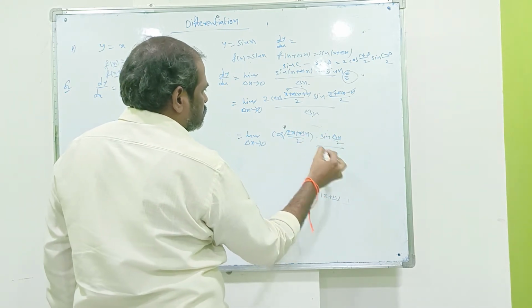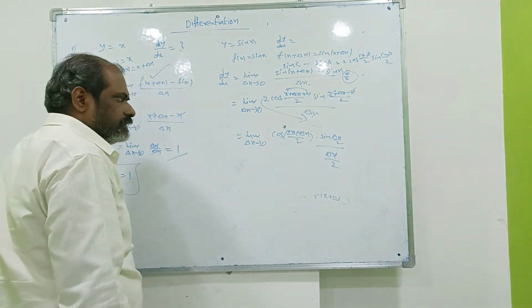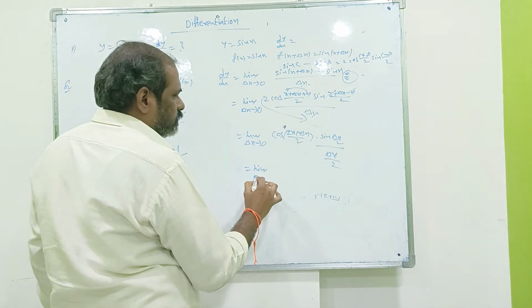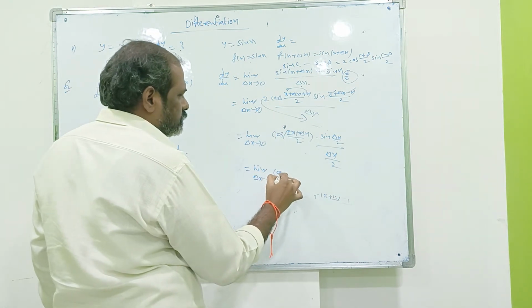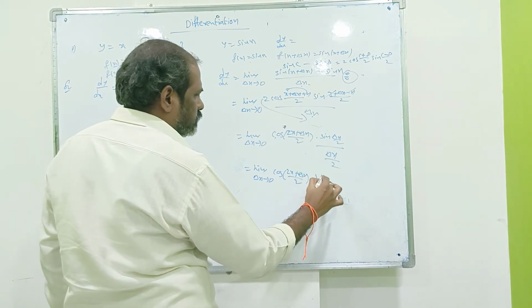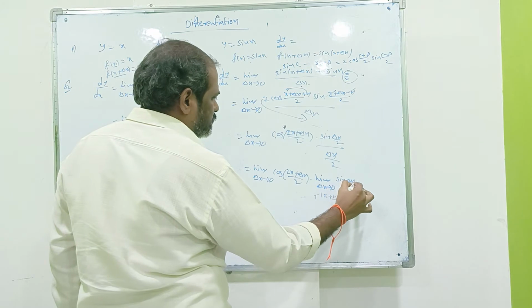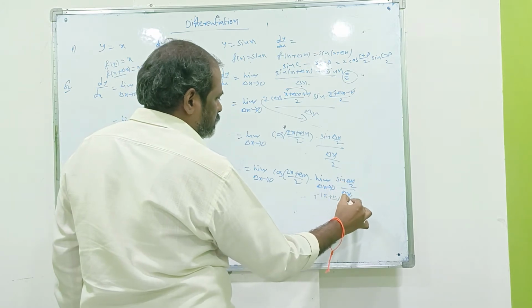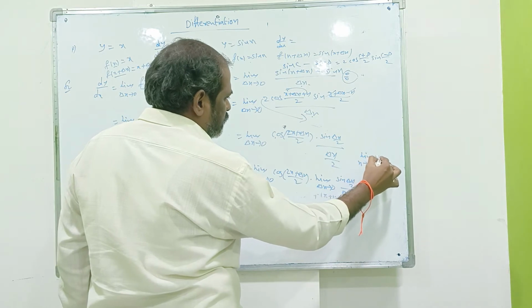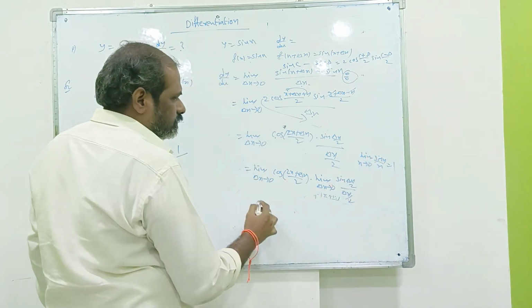Delta x is there, 2 we bring down, we get by 2 sin delta x by 2 by delta x by 2. Limit f into g means limit f into limit g. Limit delta x tends to 0 cos of (2x plus delta x) by 2 into limit delta x tends to 0 sin of delta x by 2 by delta x by 2. So sin theta by theta, limit x tends to 0 sin x by x, we get the 1. So in this one we get the 1.